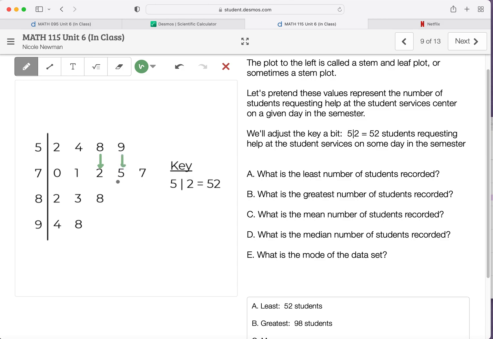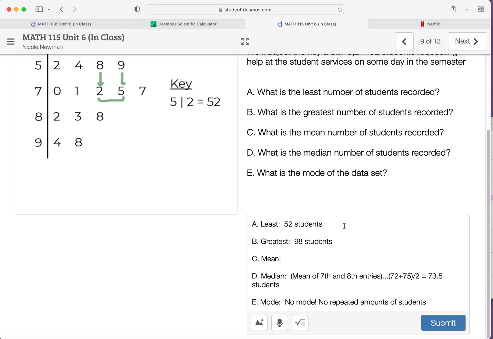So if we're going to talk about the middle of our data set, we're going to be in an argument over whether to use 72 or 75 or something in between. And we want to use something halfway in between those two. When you don't have an exact middle entry, take the average of the 2 in the center. So we'll take 72 plus 75 and divide by 2. It's essentially the mean of the 7th and 8th entries. We should get 73.5 students for that.